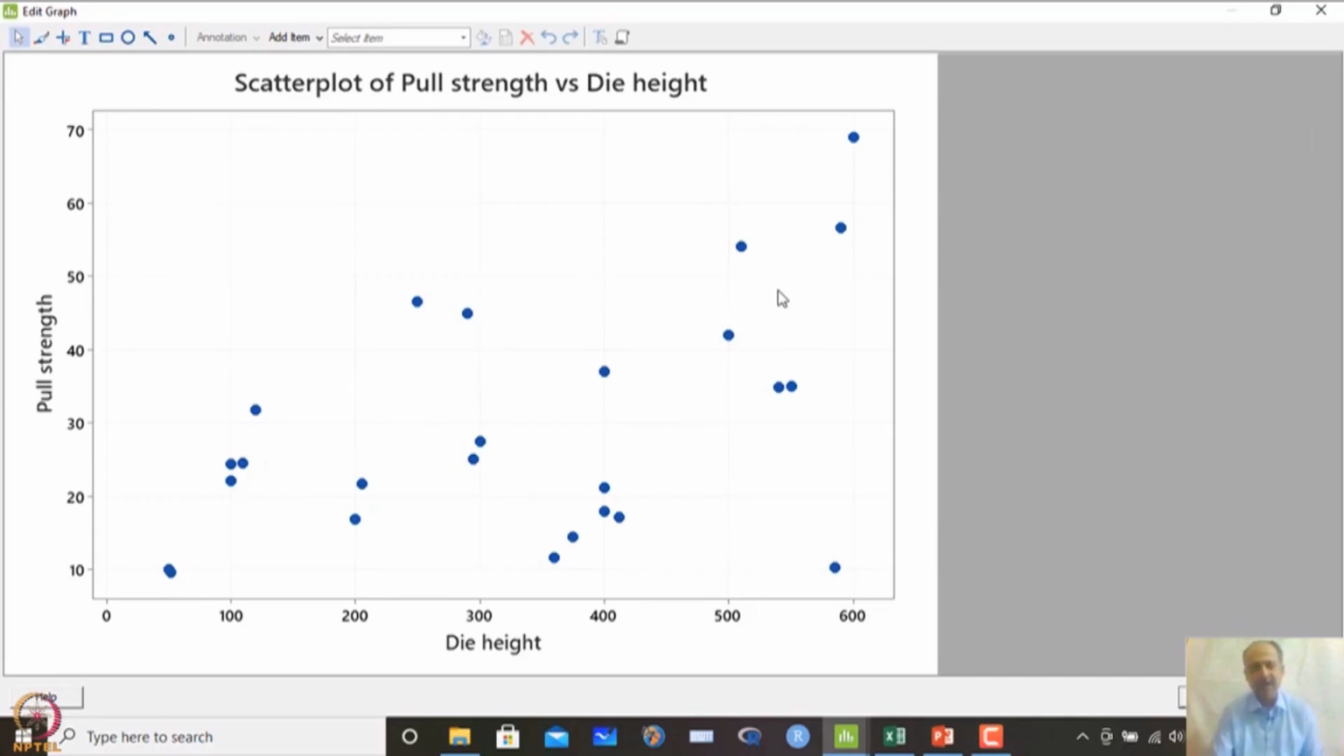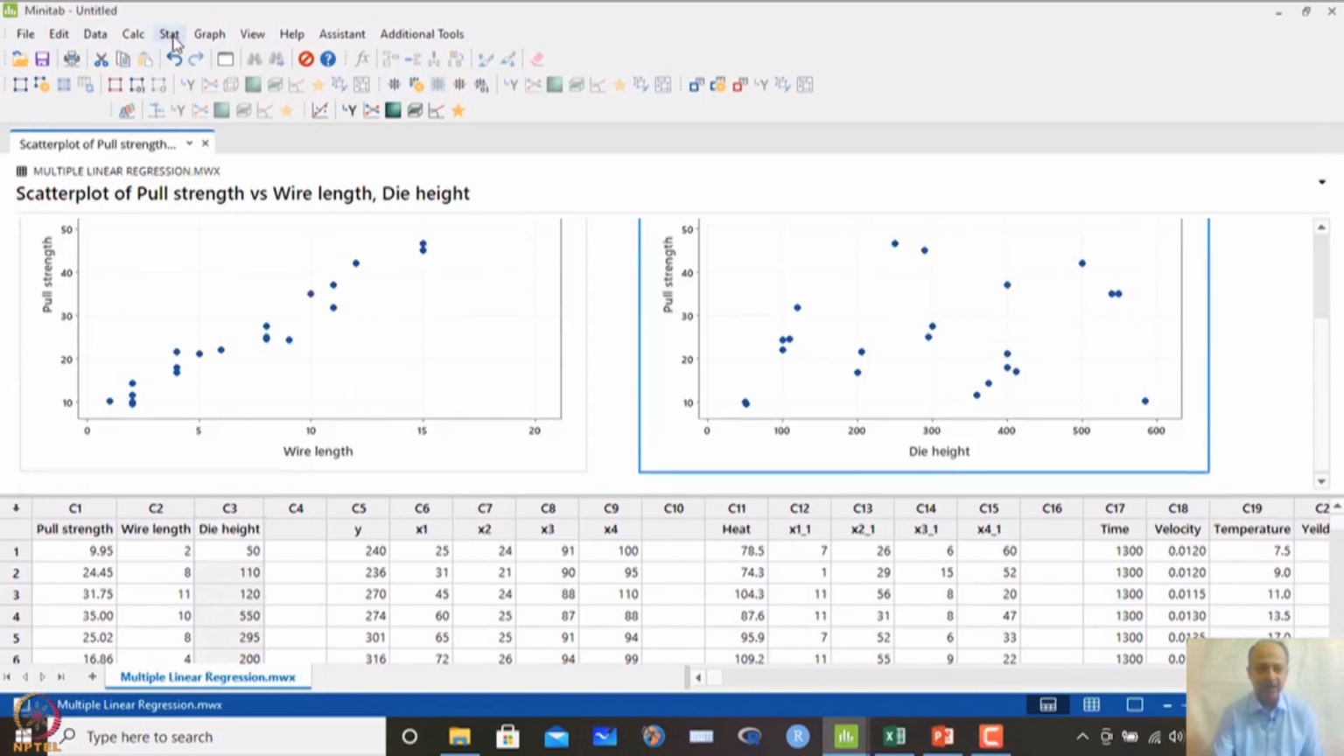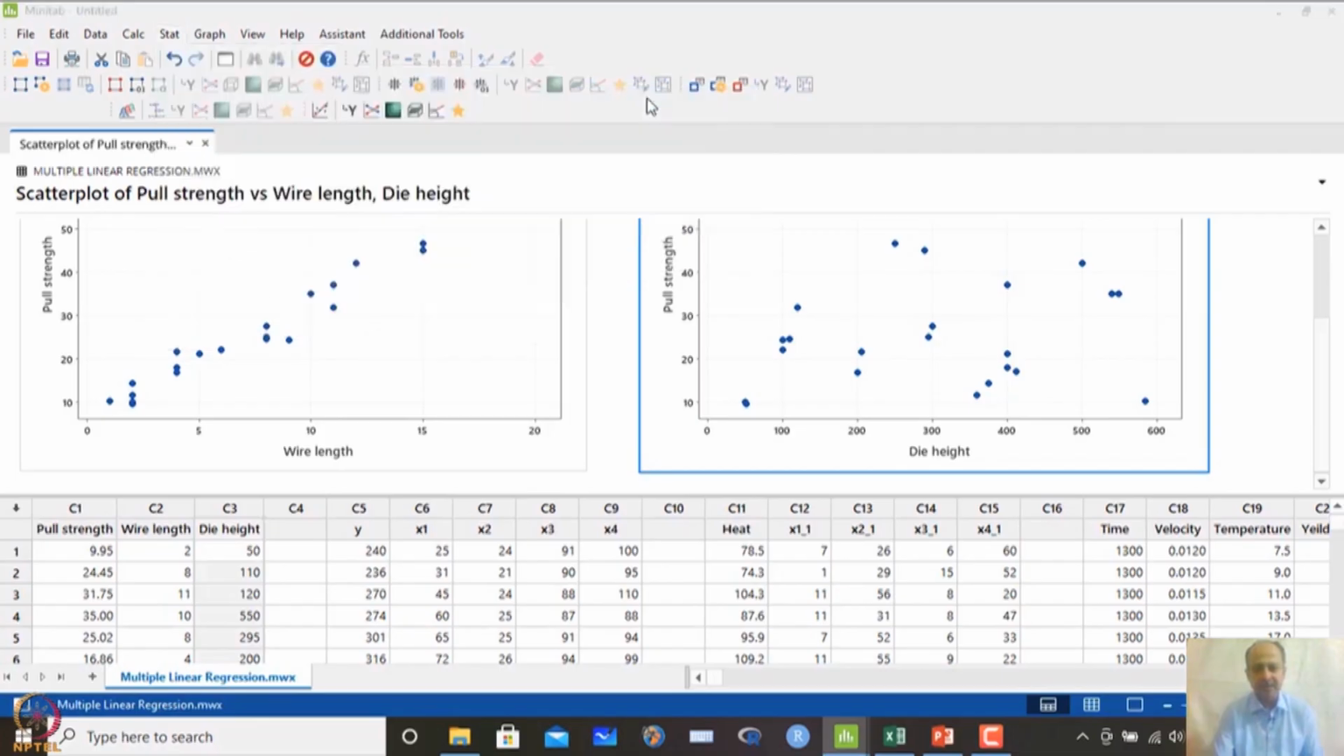So, not so strong, but there is a positive relationship that we can understand, and it exists, and so we should include that also in the model. And after doing the scatter plot, we understand which is to be, then we can go for regression and fit the regression model.